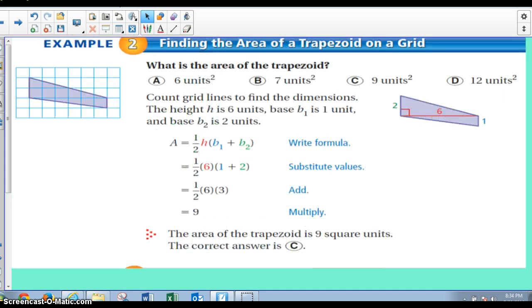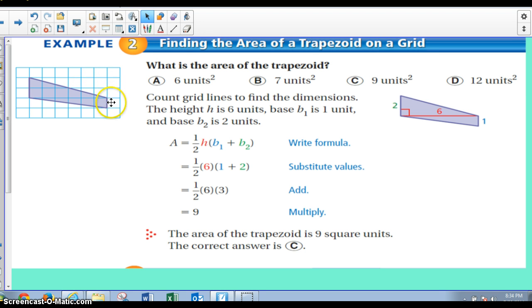All right, finding the area of a trapezoid on a grid, basically the same thing. You're going to count the grid lines to find the dimensions. The height is 6 units. Now notice when they did height, it isn't always from here to here. The height in this case is this diagonal right here. So the height of it is going up this way.